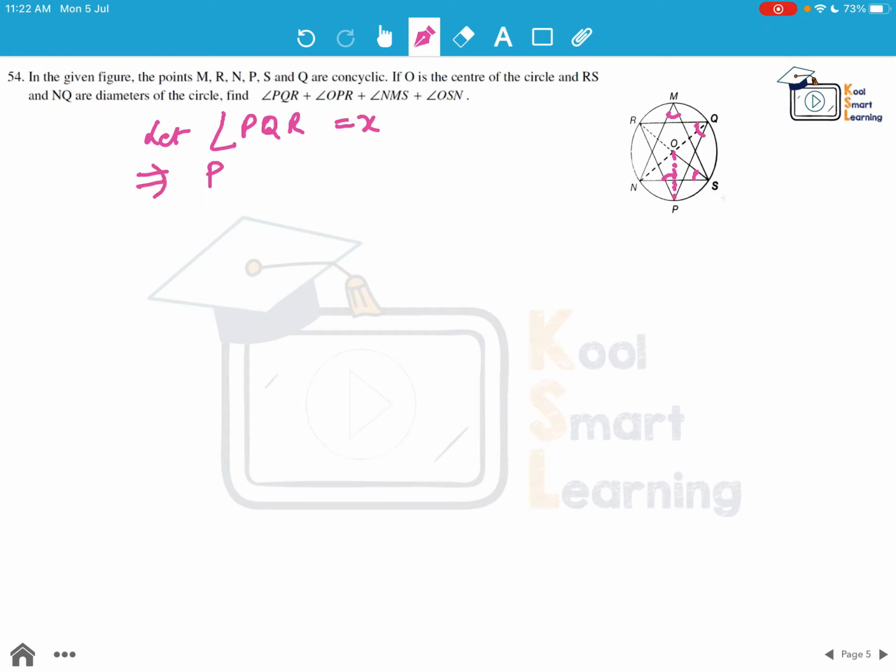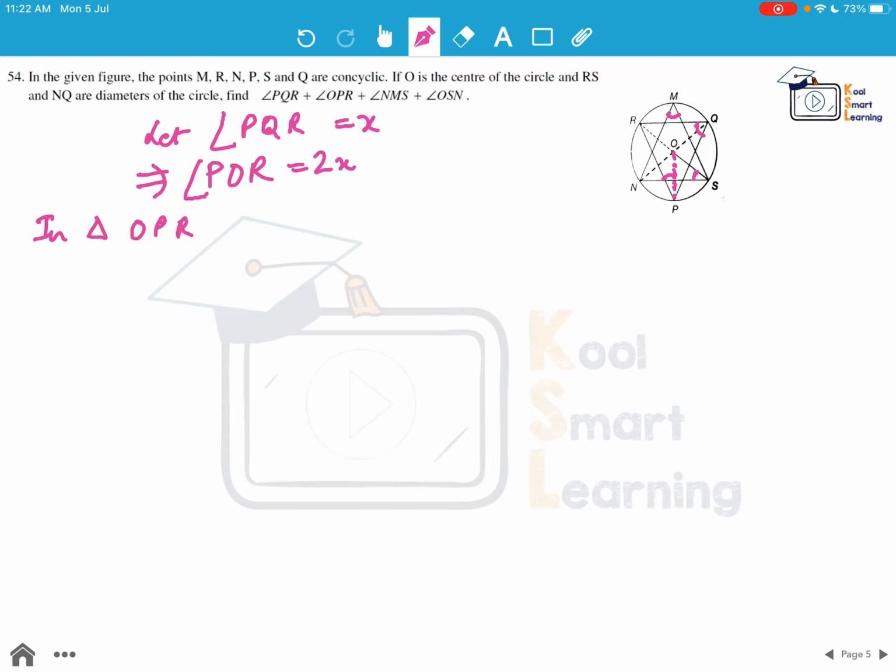Now this would imply that angle POR will be 2x. We know that the angle subtended by an arc at the center is double of the angle subtended at the remaining part of the circle. So this PR is subtending an angle x at point Q. So at the center it will subtend double the angle. So this becomes 2x.